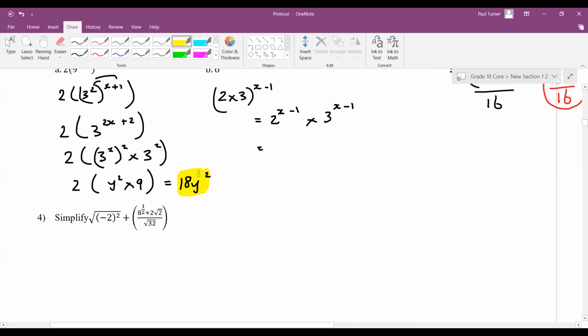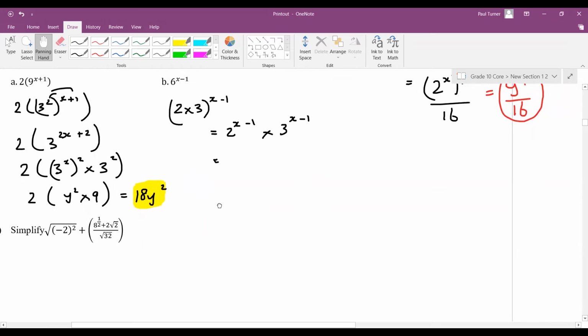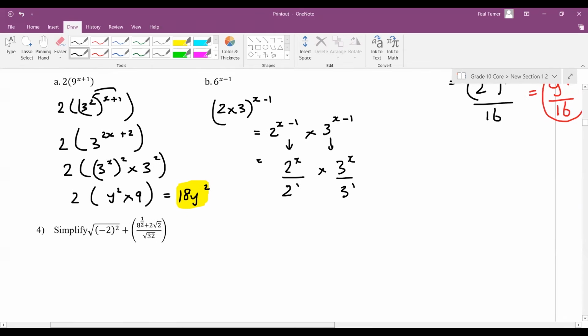Okay, something like that. So when you see these in your worksheet, go back and look at the video. I'll post a video of these so you can review how to do it. So 2x minus 1. Well, that's the same as 2x on 2 power 1, isn't it? And these are subtracted when you divide. And this is 3x on 3 minus 1, and put it under will be 3, 1. Okay, that's that one.